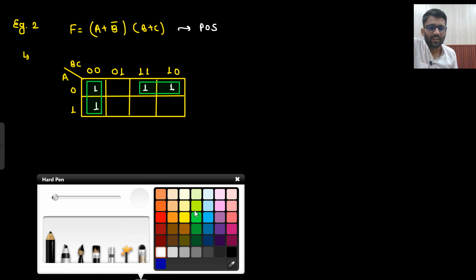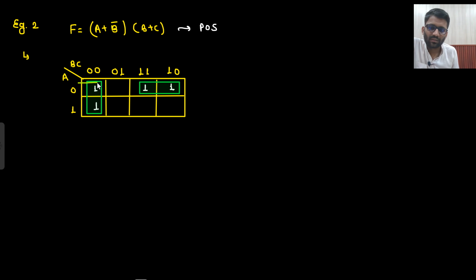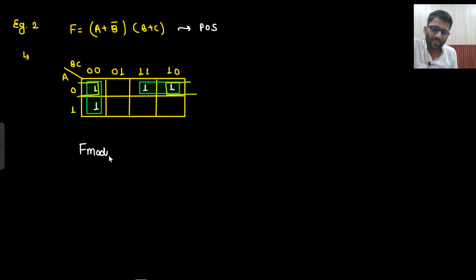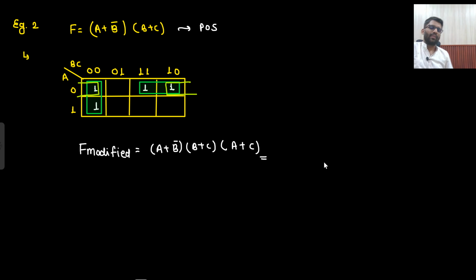Is there any other possibility? Yes, sir. This is the possibility. So what you need to do? What should be your F modified? A plus B bar into B plus C and then A plus C. This should be your F modified, right? A plus B bar into B plus C is also there, but this club I should also mention. So these kind of questions will be asked, that what you need to add more, A plus C.